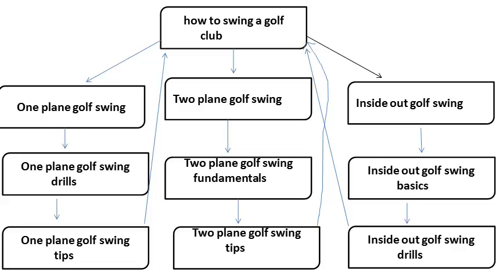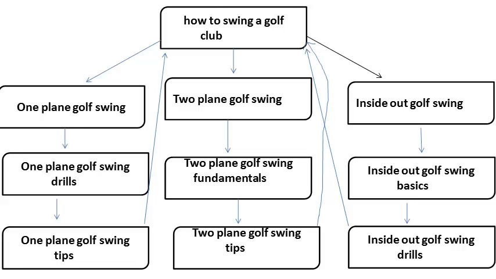I took the keywords I had found. I'm targeting my home page with my number one keyword, how to swing a golf club. You see that up at the top. That's our home page. Under that, we have the three different categories: the one plane golf swing, two plane golf swing, and inside out golf swing.